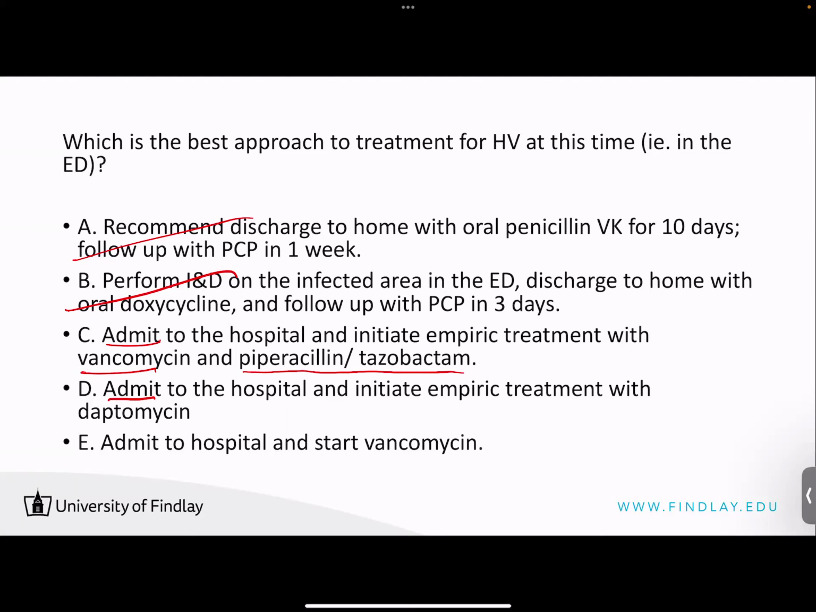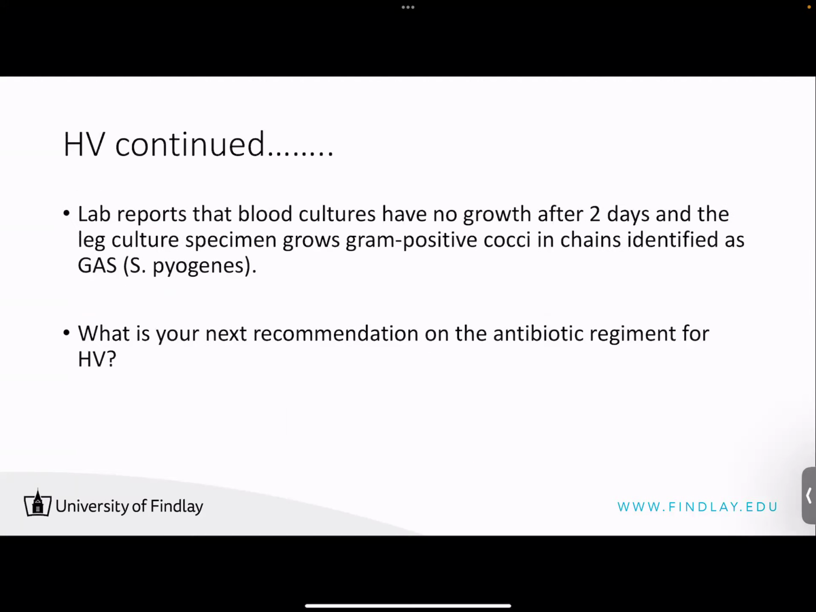Admit to the hospital and just start Dapto. If you knew it was gram-positive, great, but we're missing some other coverages here initially with just Dapto alone. Likewise with the Vanco. Okay. Right. We started him on Vanco and Zosyn. A couple days later, he's still in the hospital. 2 days later, lab says, guess what? We got gram-positive cocci in chains. We identify it as group A strep.